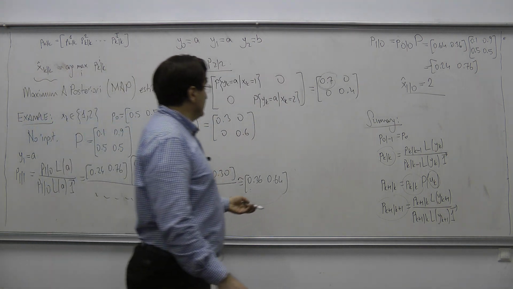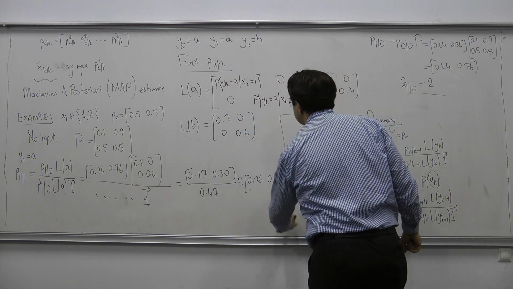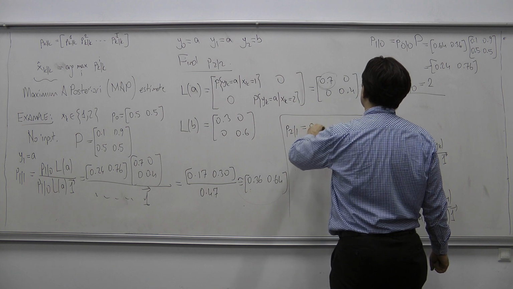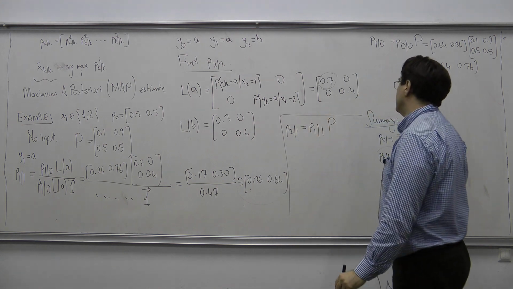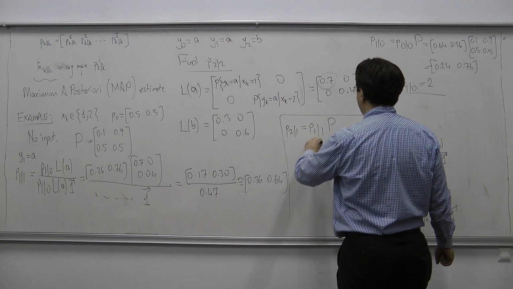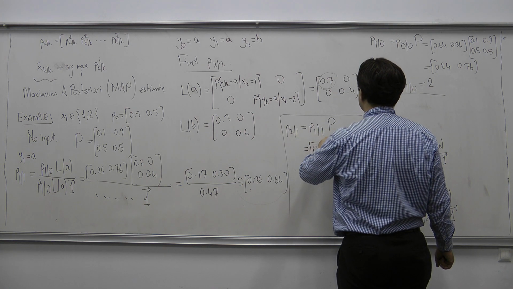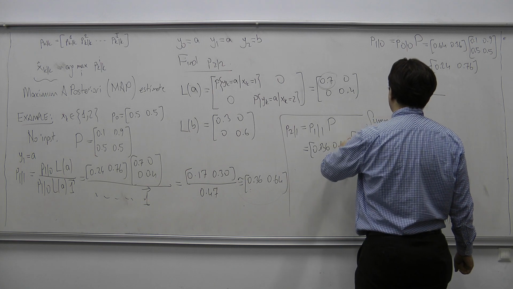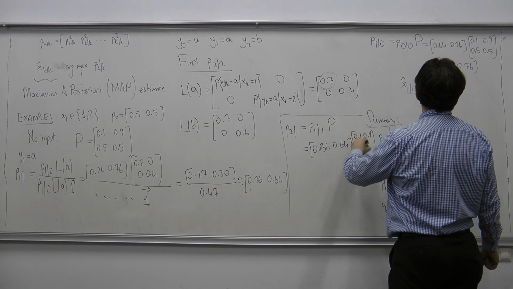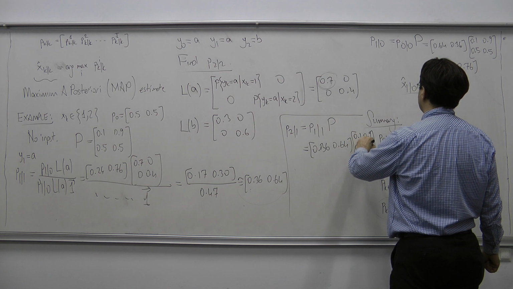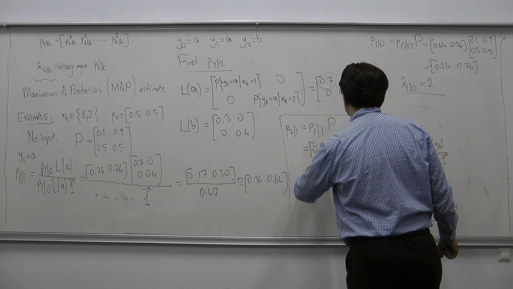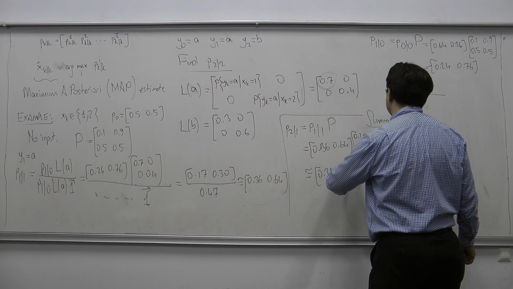So now let us predict P2. So P2 given 1 is P1 given 1 times the transition probability matrix, and this is going to be 0.36 and 0.64 times the TPM. 0.1, 0.9, 0.5, 0.5. Okay? And this is going to turn out to be approximately 0.36, 0.64.